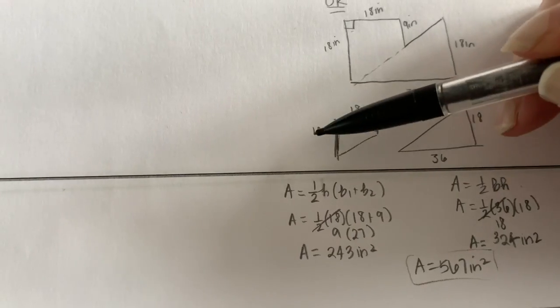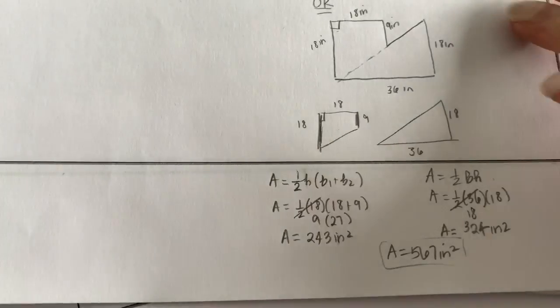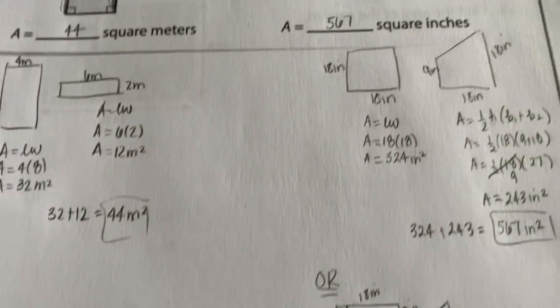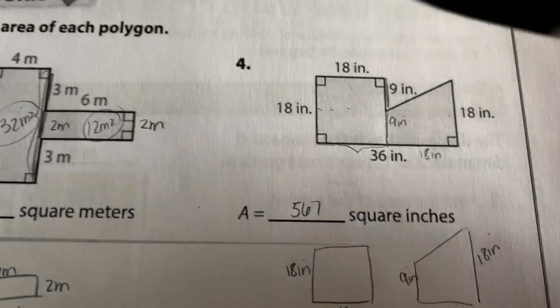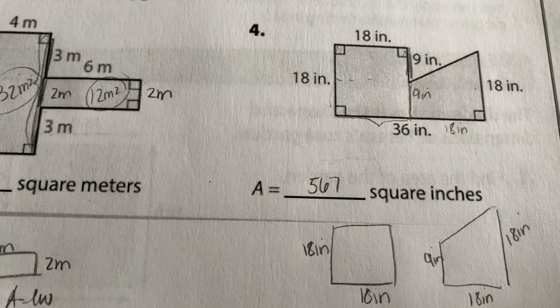This is base 1 and base 2, and this is your height. And you can find that easily and see that that's 243. In this case, it's actually simple because it's all labeled for you. You already have that 9, you already have that base, you already have the height. You don't have to find anything.